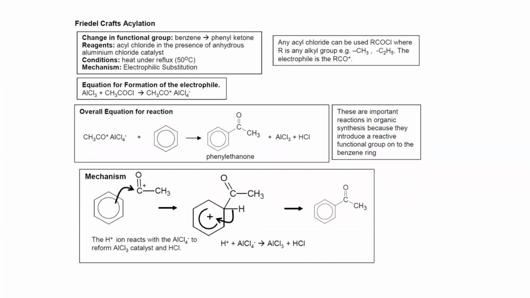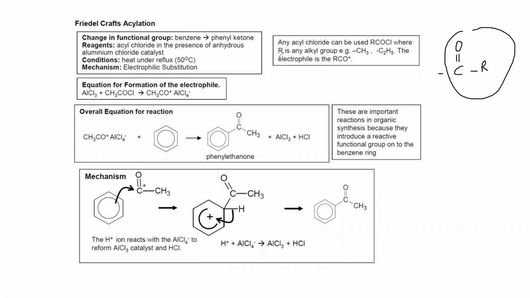Then acylation. Acylation means when we add an acyl group, we call it acylation. What is an acyl group? Like C double bonded with O and an alkyl group is known as an acyl group. It's also a Friedel-Crafts reaction.